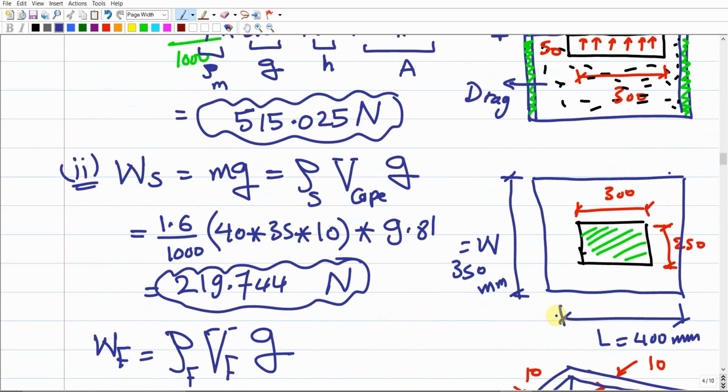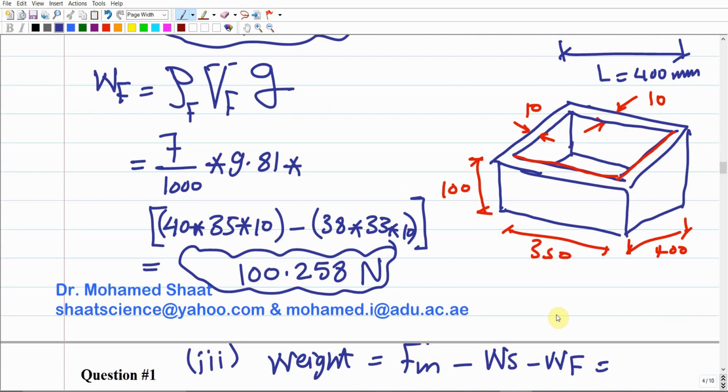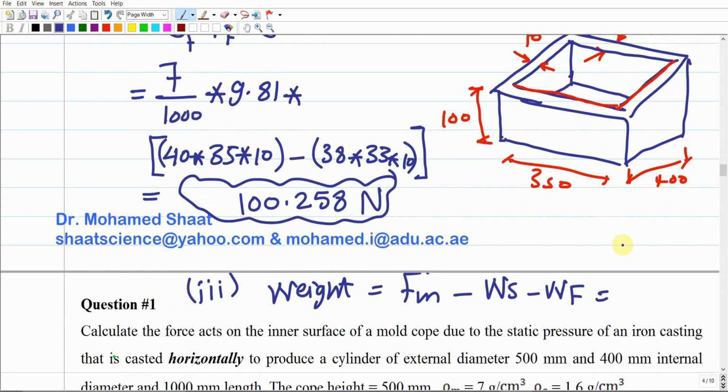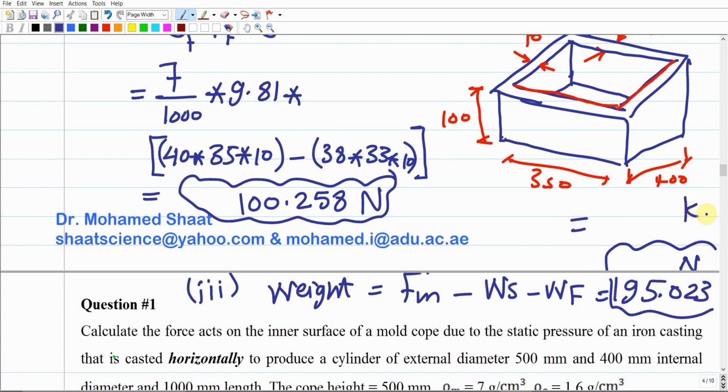515.025 negative 219.744 negative 100.258. This is going to give us 195.023 Newton. This is the amount of force or weight that should be added. If you decide to convert this value into kilograms, simply divide by the gravitational acceleration, which is 9.81. This is going to give us about 19.88 kilograms.